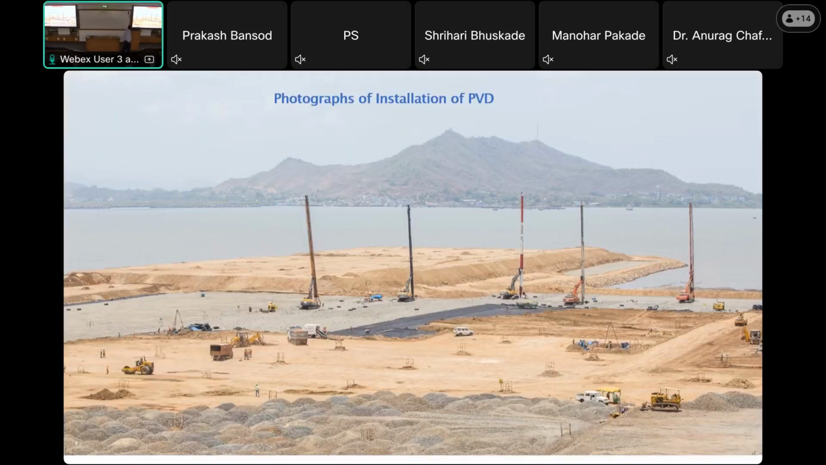One of the photographs shows this installation of PVD, which I explained. This is the drainage blanket, the first layer, and this is the separation geotextile. It is black in color. Over this, the filling is going on. And these are all the instrumentation, settlement plates and other things, with verification.